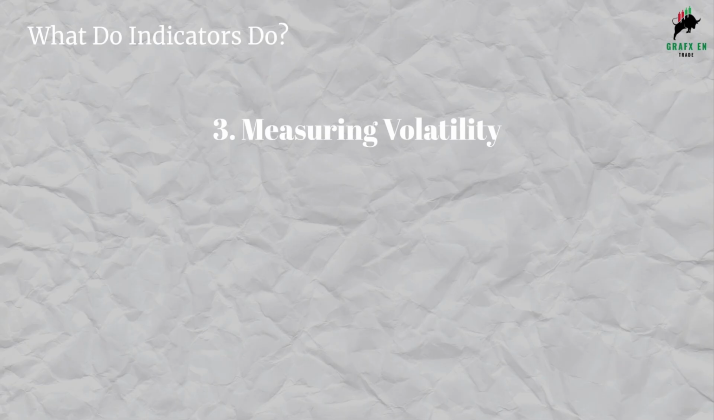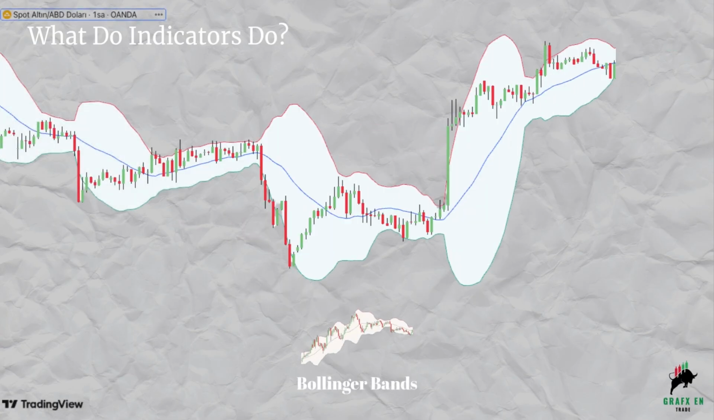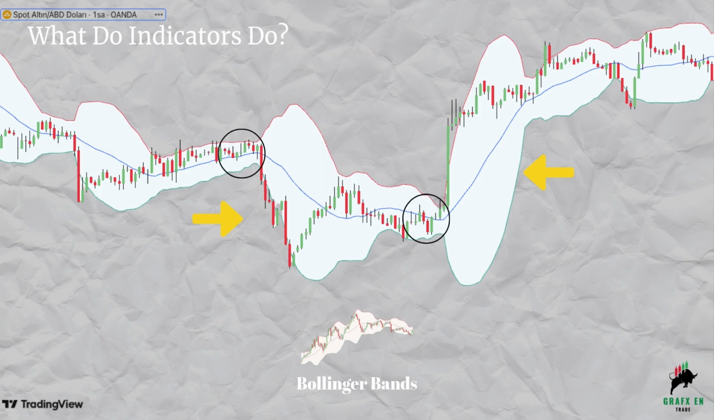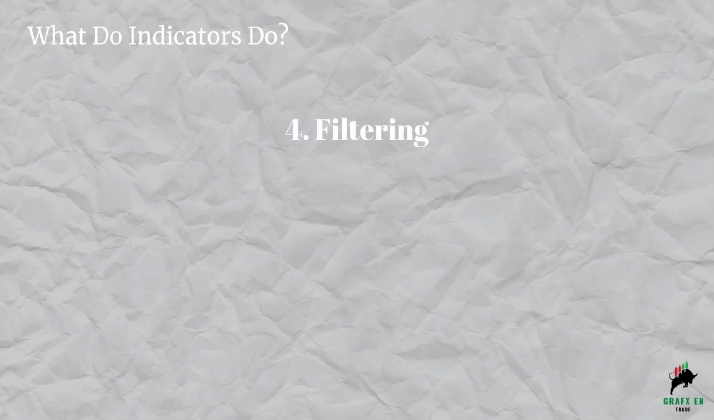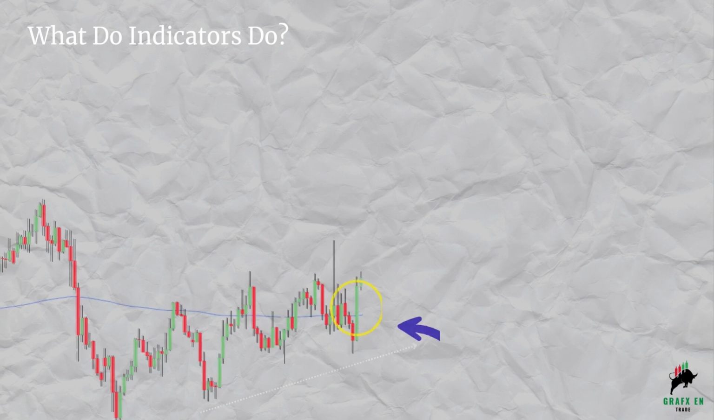3. Measuring volatility. Bollinger bands show whether the market is contracting and about to make a sharp move. If the bands are squeezing, price will likely explode soon. But remember, the direction will be shown by price itself, not the bands. 4. Filtering. Indicators can add filters to your strategy. For example, you may only want to go long when the trend is up. Here, EMA can act as your filter.